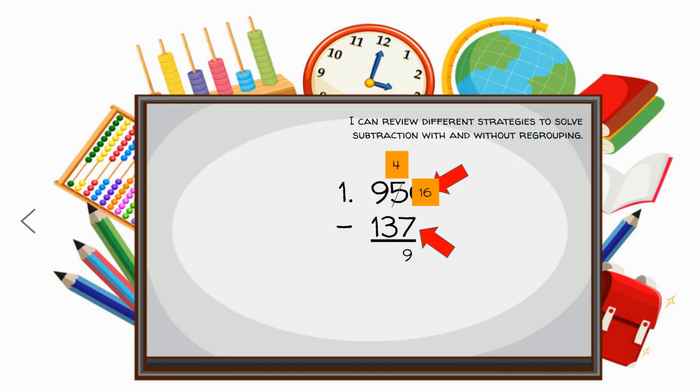Now I'm done with the ones place. Now I need to subtract 3 out of 4. Can I subtract? Yes. How much is it? 1. Good job. And finally, 9 and 1. Is 9 greater than 1? Yes. So I can subtract: 9 minus 1 is 8. Pretty good, pretty good.